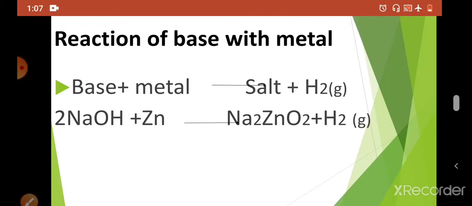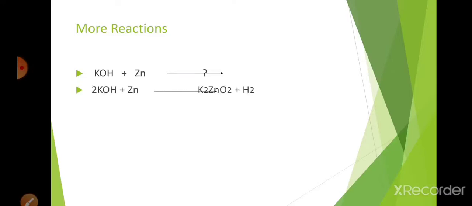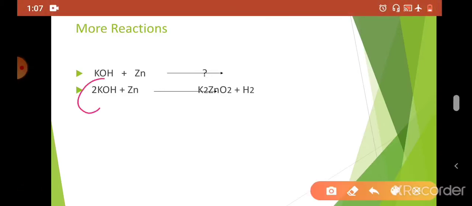Going to the next slide. So these are more examples for you to practice, more reactions. If you are given KOH plus Zn, then what will be the products? So these are the products for KOH and Zn. Just like Na2ZnO2, remember that potassium and sodium have similar properties. So whatever is applicable to sodium is applicable to potassium in most cases. So here K2ZnO2 is the product plus H2, that is called potassium zincate, and 2 is written for balancing the equation.